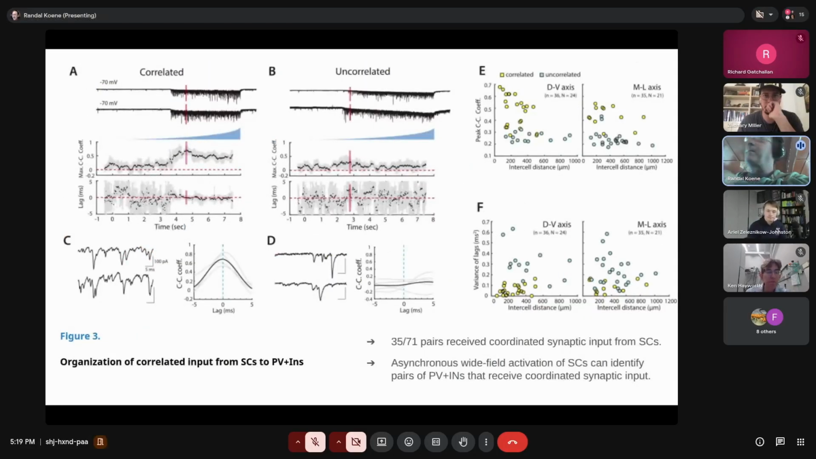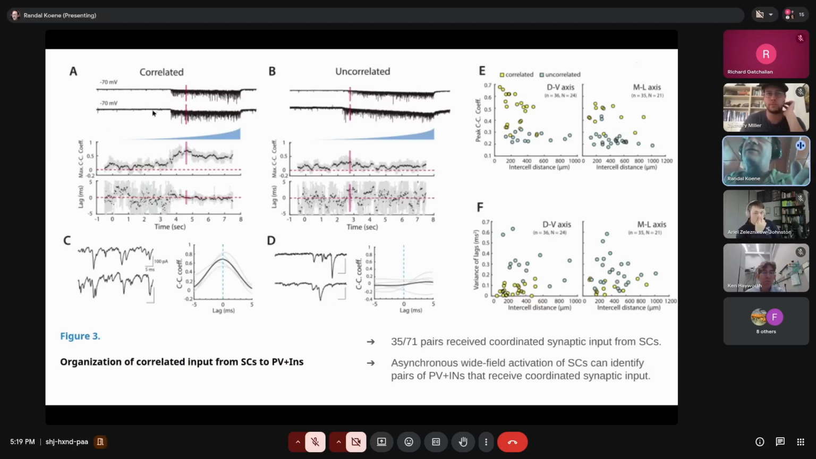Moving on to figure 3. Now we're going to be looking at the organization of correlated input. They're recording from pairs of cells, at different distances. So they're looking at the effect that the difference between different PV cells makes.